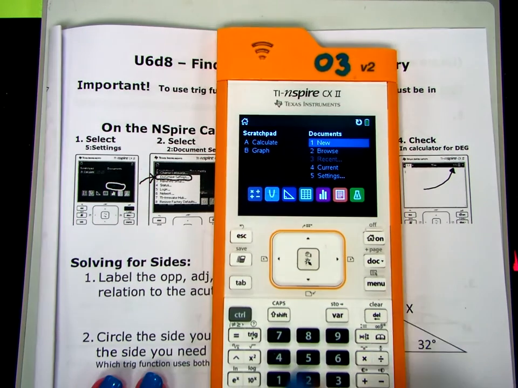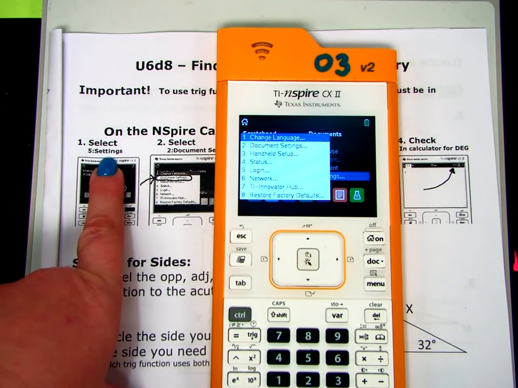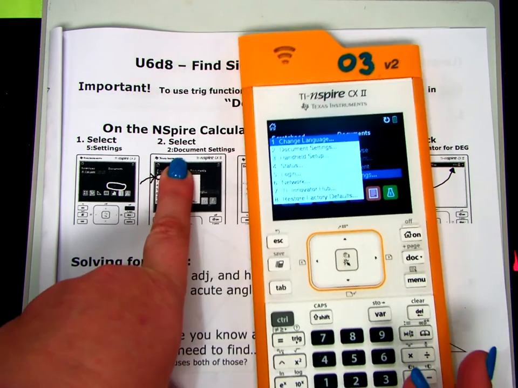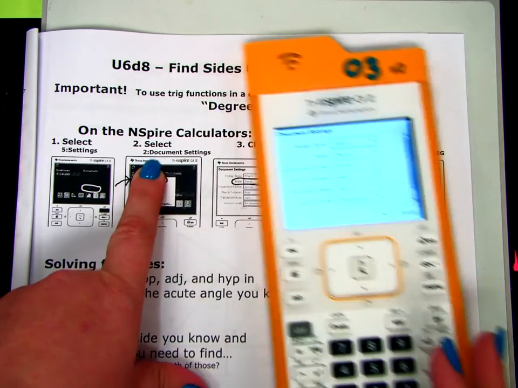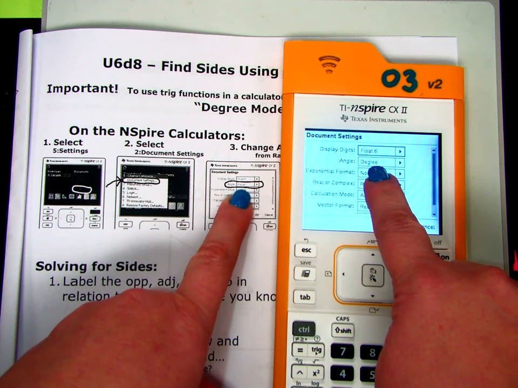All right, so from your home screen, if you're not on your home screen, just click the home button. You'll be at your home screen. We're going to go to number 5, settings. And then from there, we're going to select number 2, document settings. You can either type the 2 or you can arrow down to it. And then from here, you want to make sure that the second option says degree.